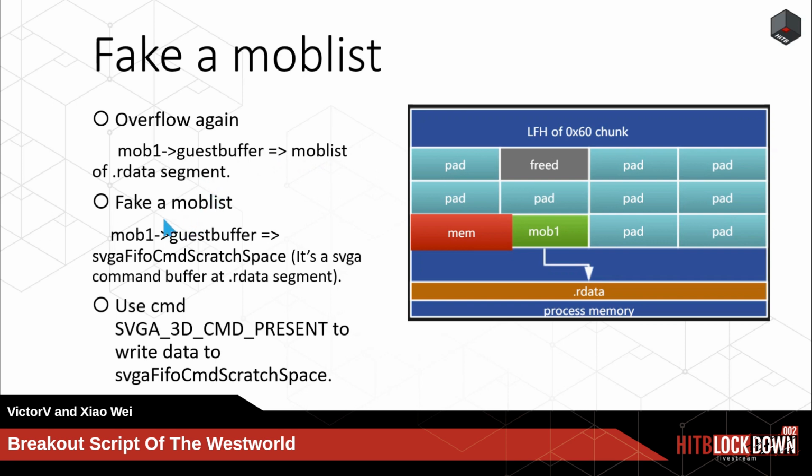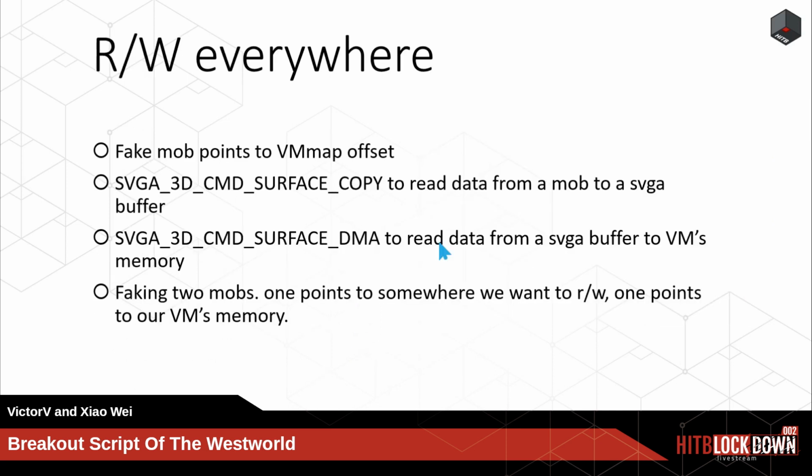Then we fake a mob structure. Let its guest buffer field point to SVGA FIFO command scratch space. It's the SVGA command buffer at .rdata segment. We can use this SVGA command to change its data. So we can fake any mob structures we want. After previous steps, we can control a mob structure.